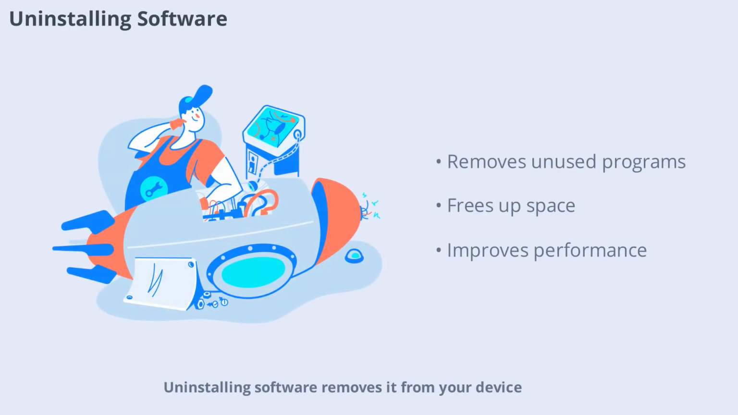Uninstalling software removes it from your device. This can free up space and improve performance. Most operating systems provide tools to help you uninstall programs safely. It's a good idea to remove software you no longer use to keep your system organized and efficient.